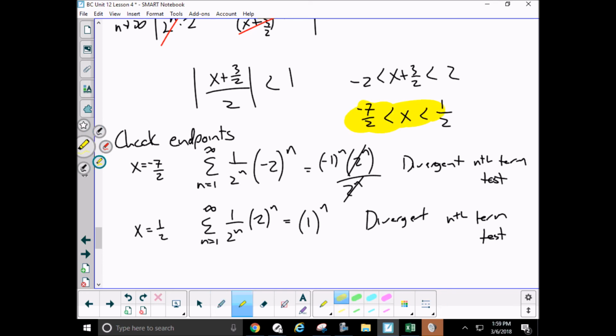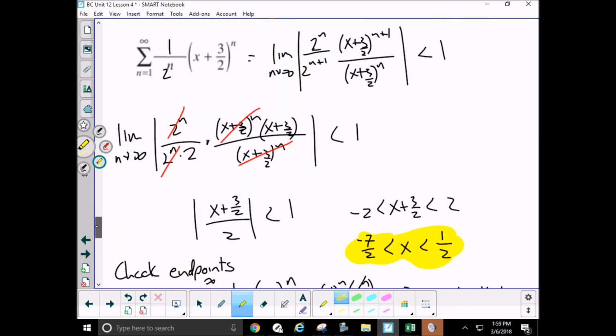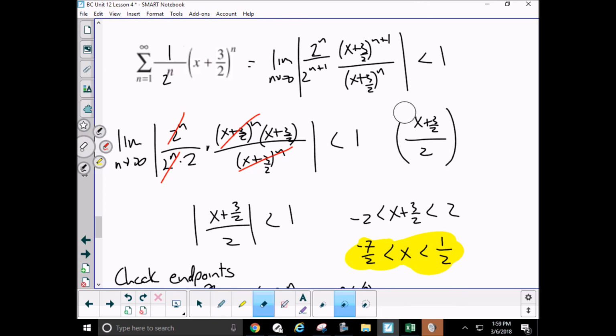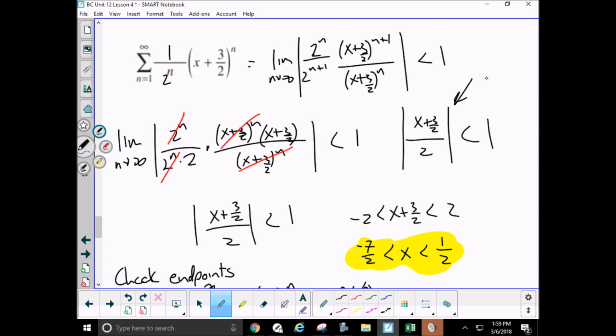If we recognize this was a geometric series, well, the geometric series test does not provide for this inconclusivity on our endpoints. We would just have the absolute value of x plus 3 halves over 2 has to be less than 1 for a geometric series to converge. Okay, so I don't have to check my endpoints if I recognize that I could use the geometric series test and not the ratio test.